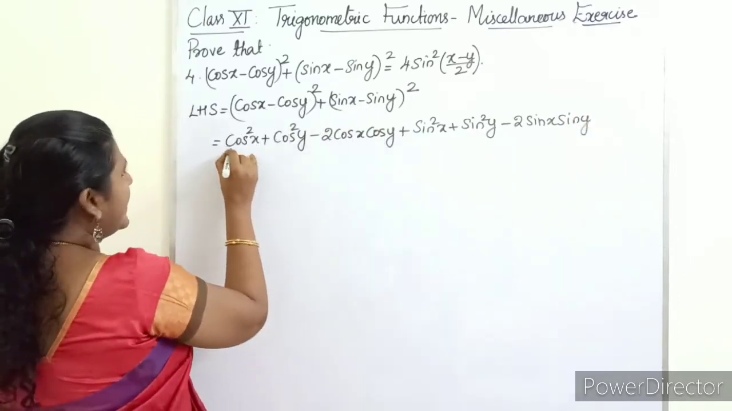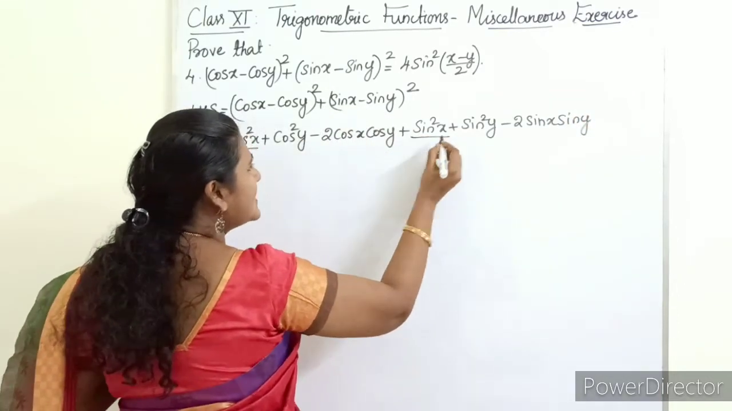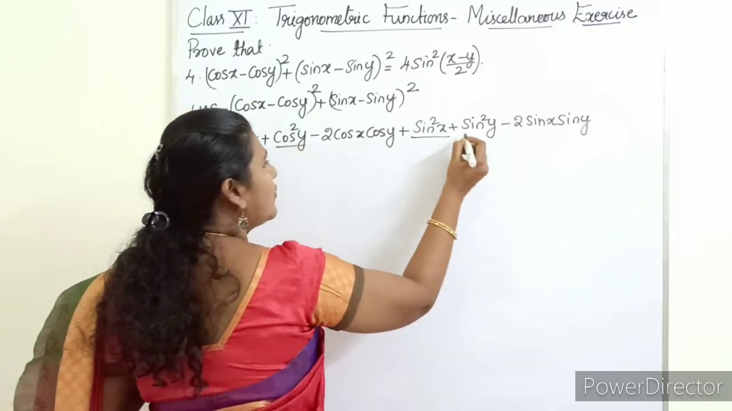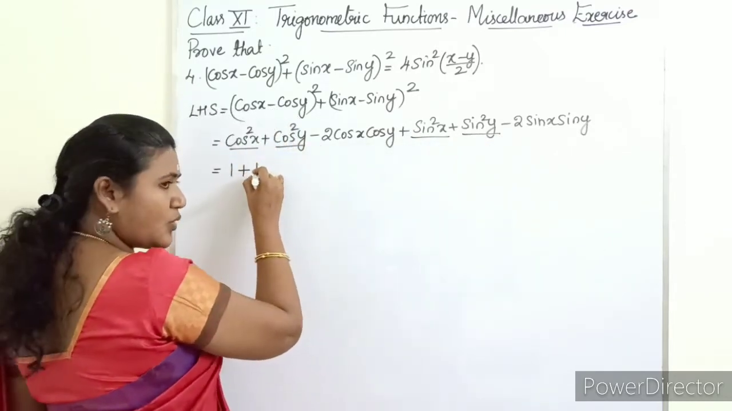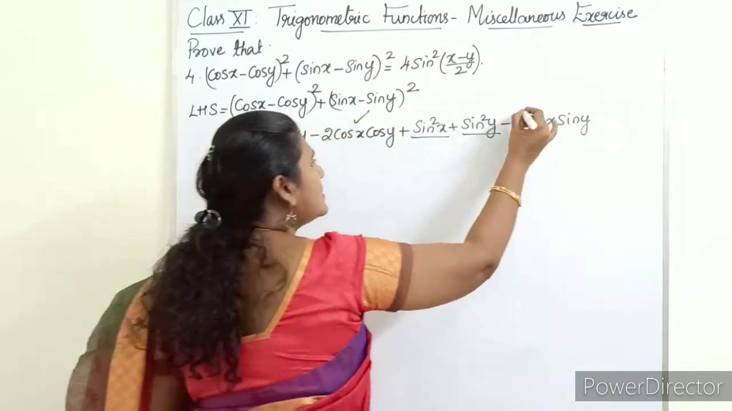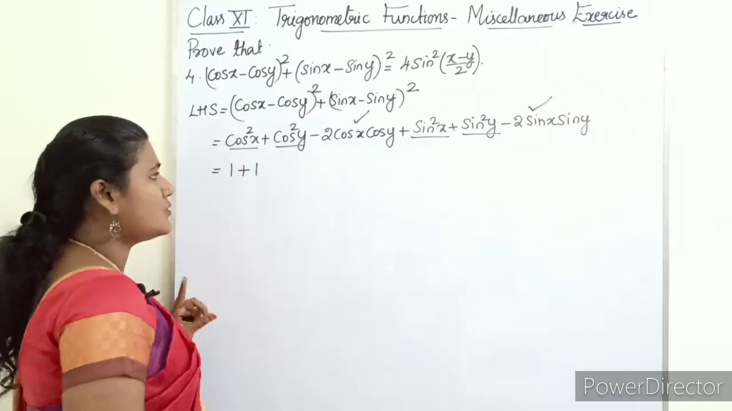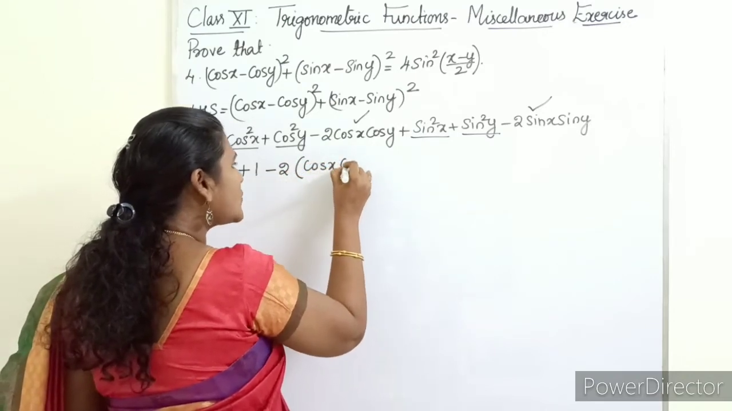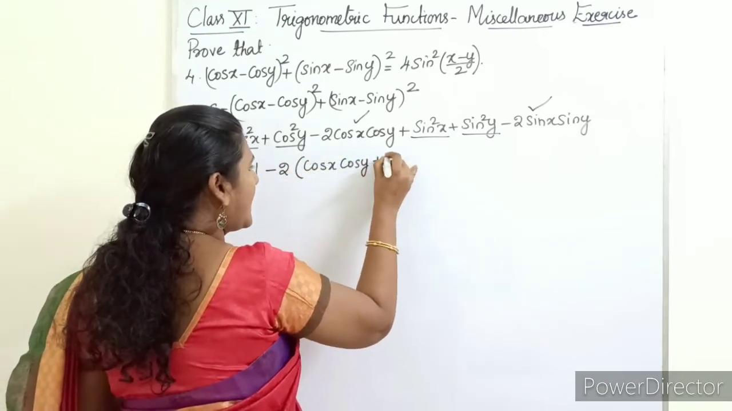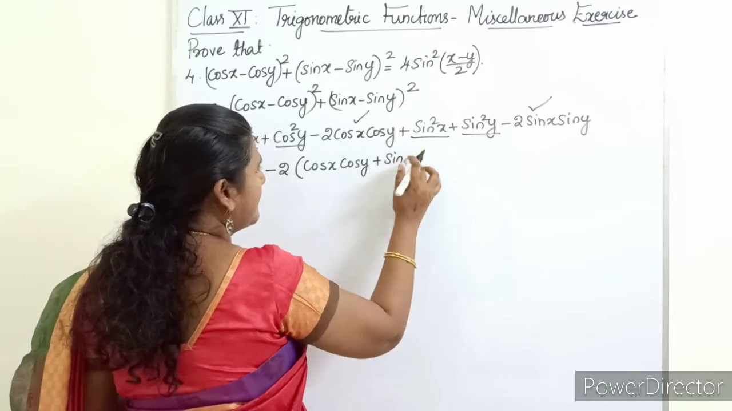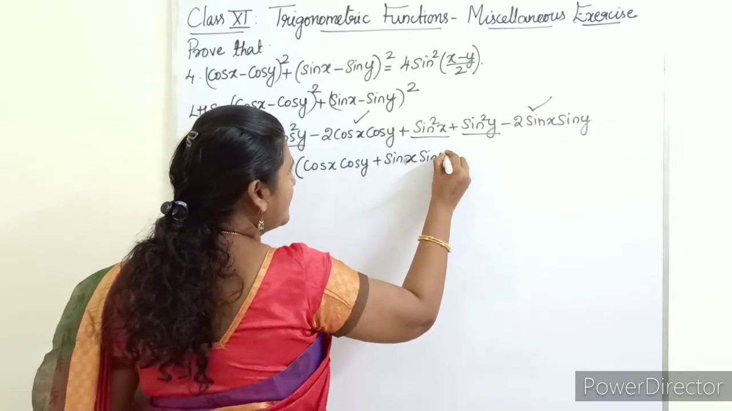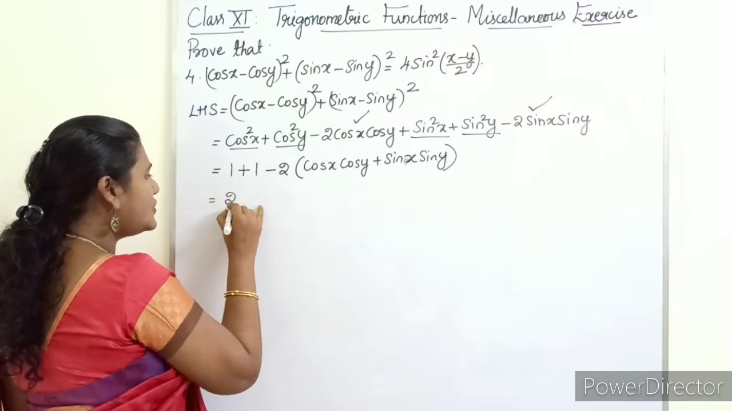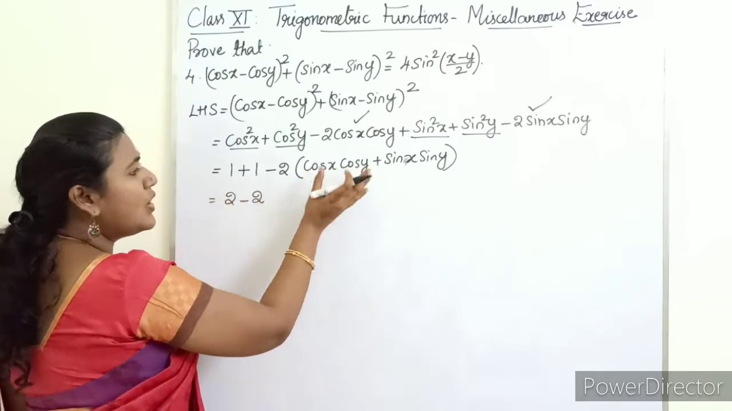Now we will simplify here. cos square x plus sin square x value is 1. So 1 plus, cos square y plus sin square y value is also 1. And from these two terms, we can take minus 2 common outside. So minus 2 into (cos x cos y plus sin x sin y). Now we will simplify this. 1 plus 1 is 2. 2 minus 2 into this formula.